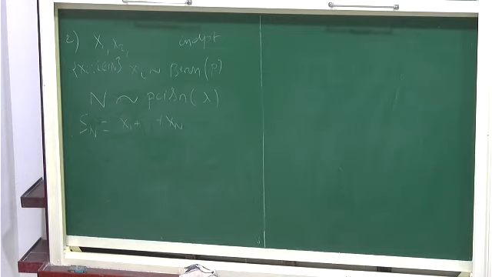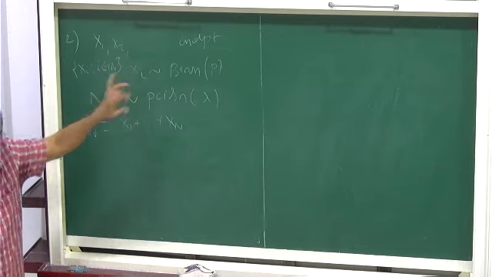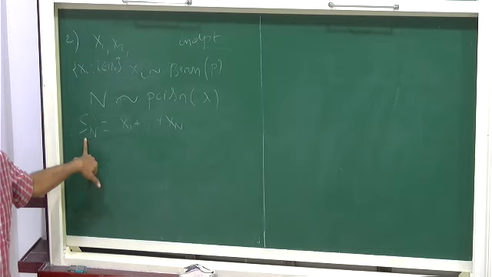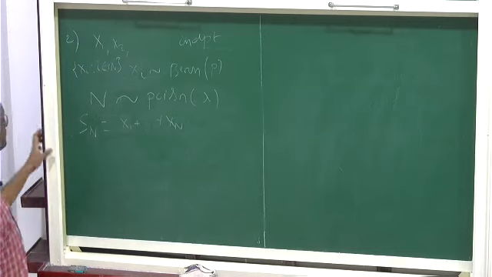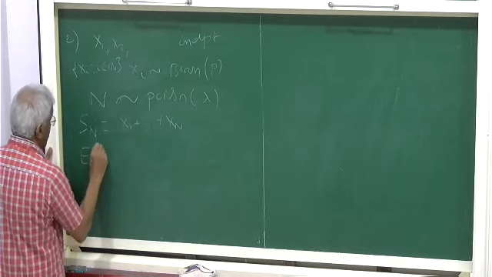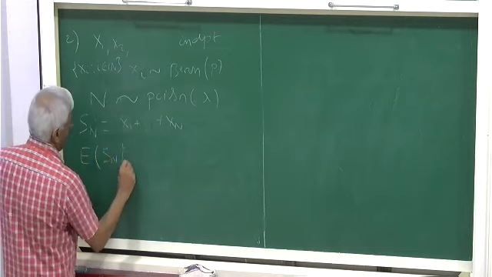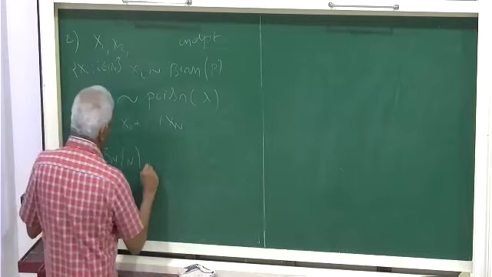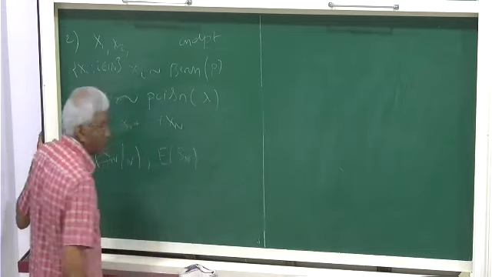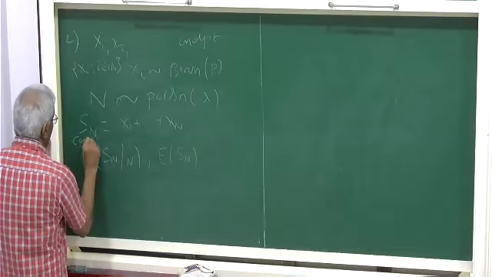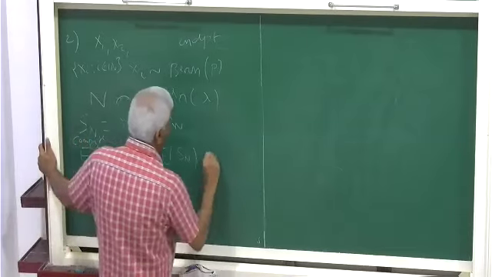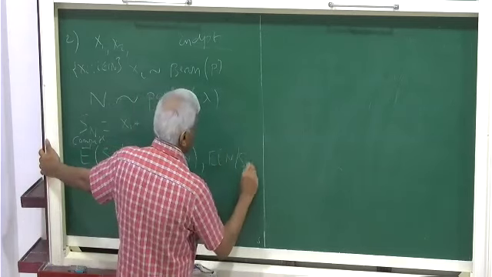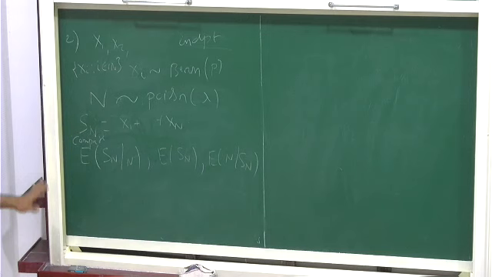N is an integer valued random variable. A Poisson random variable is an integer valued random variable. Xi takes 0 or 1, so this also takes integer value, and when you sum, you get an integer. Now we want to compute E of Sn given n. Using that, we want to compute E of Sn, and E of n given Sn. You want to compute these three things. This is the problem.